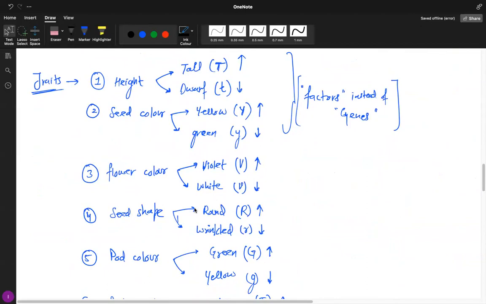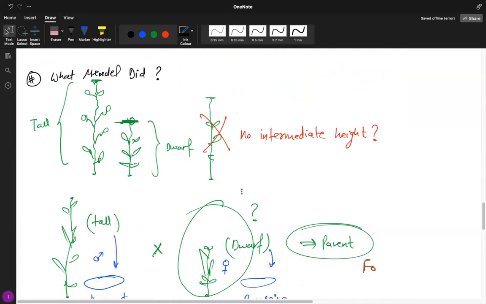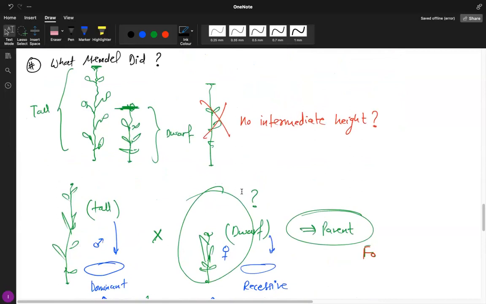We also discussed that the parents in genetics are called the F naught generation. And Mendel called genes factors, because he did not know about genes.